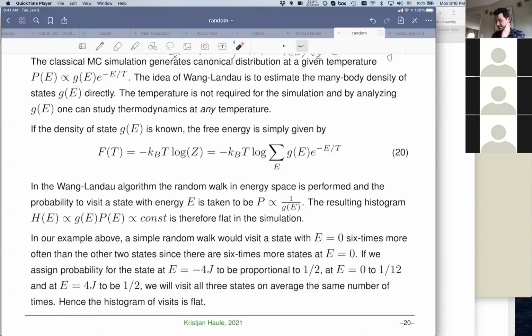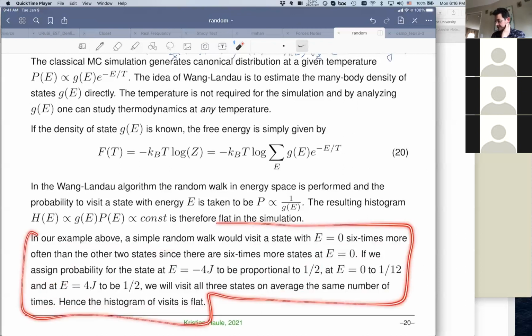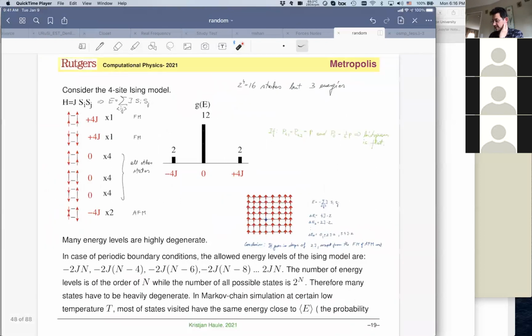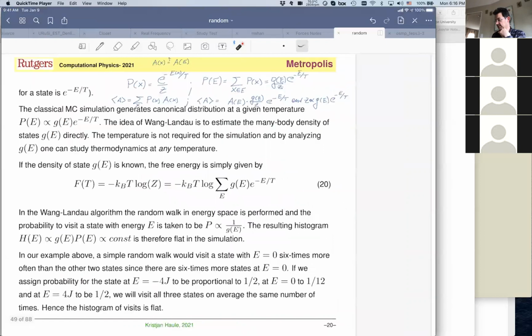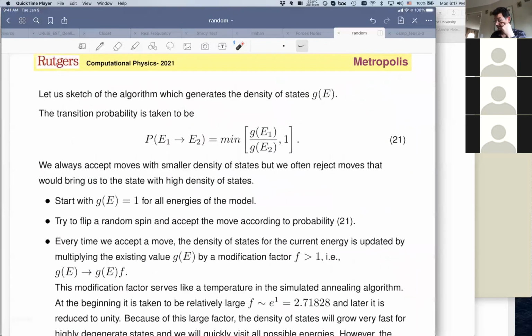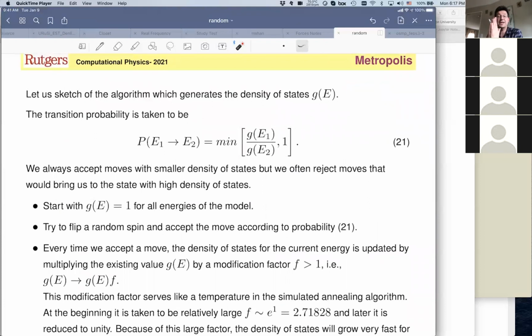So again, I explained what it means for the histogram to be flat for this particular problem. If we assign the probabilities properly and do a random walk in phase space, we could get the histogram to be flat. If you understood the basic idea of the Wang-Landau algorithm, you will recognize why this algorithm actually produces what we want. So the algorithm is the following.